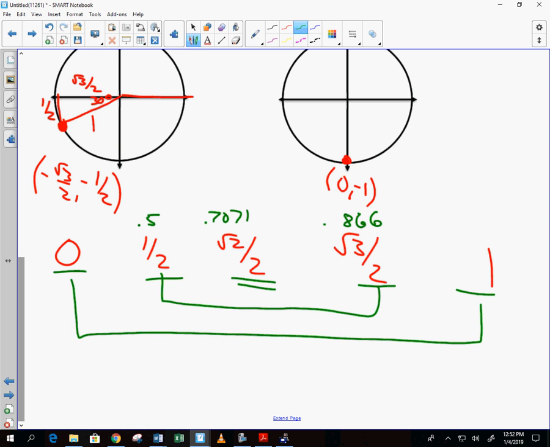You might wonder, why did I write them in that order? Because these are the decimal values: 0, 0.5, 0.7071, 0.866, and 1. They go in increasing value that way. And those values are very important to us. You'll see why as we move forward. I think you guys got it. I think you're in good shape.